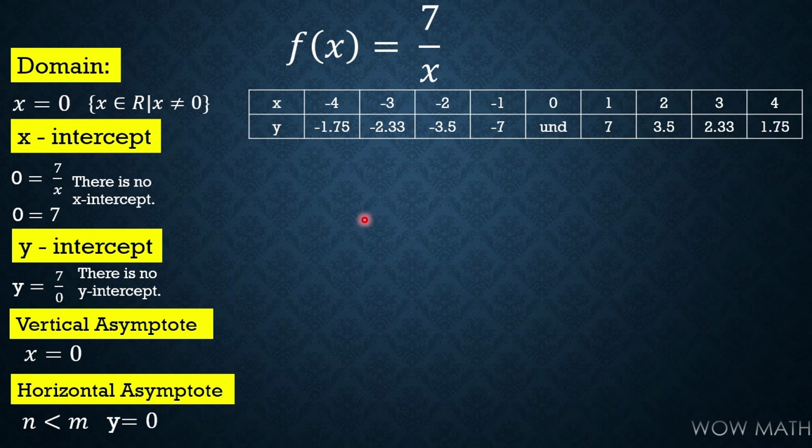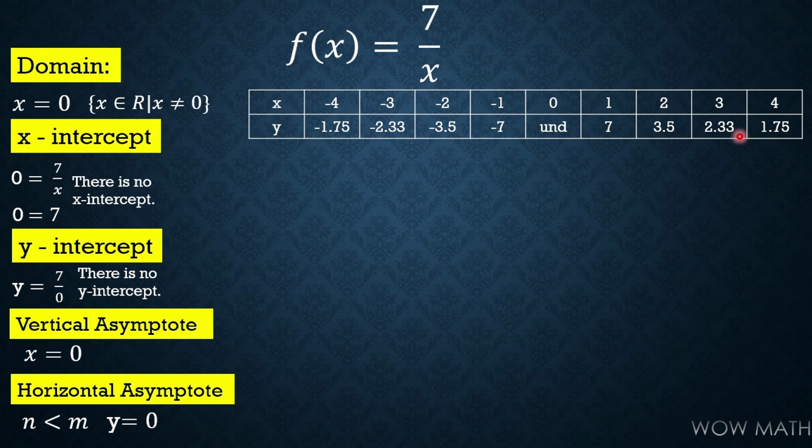Gagawa tayo ng table of values. So, pwede kayong mag-assign ng x values tapos substitute nyo dito sa f of x is equal to 7 over x. Sa ginawa ko, kumuha lang ako ng x values from negative 4 to positive 4 and then sinubstitute ko lang yung mga yan, at ito yung makukuha na y value dyan.